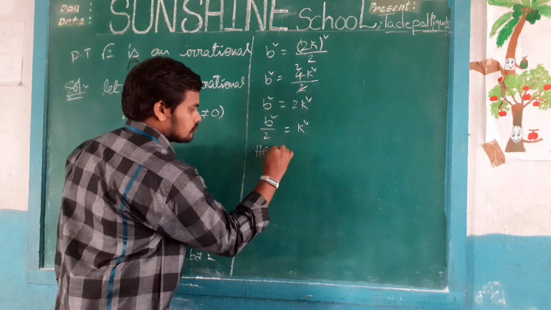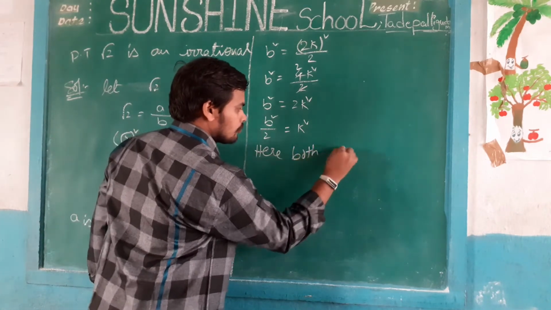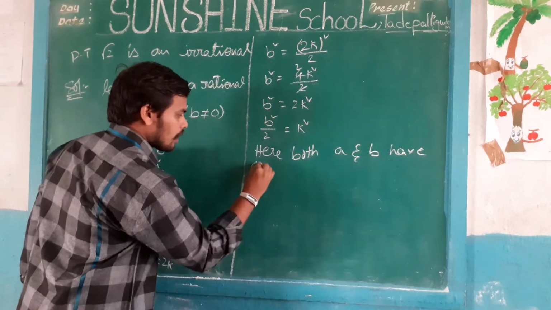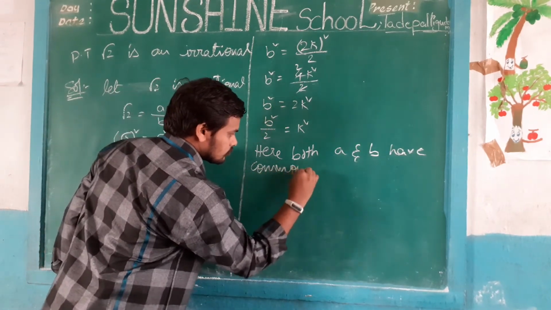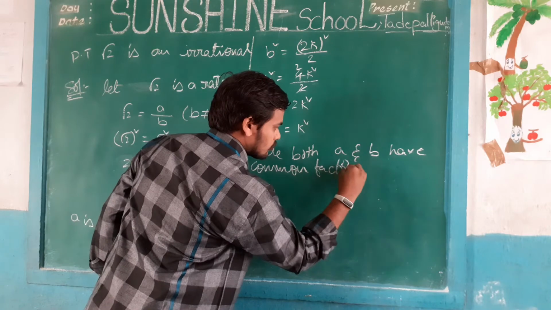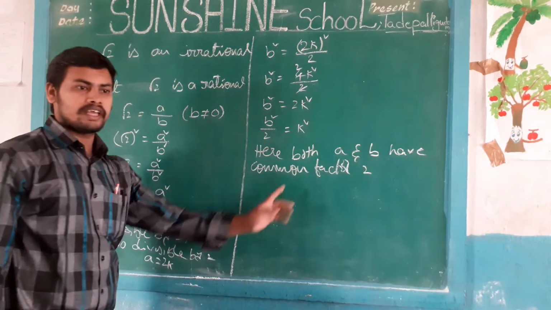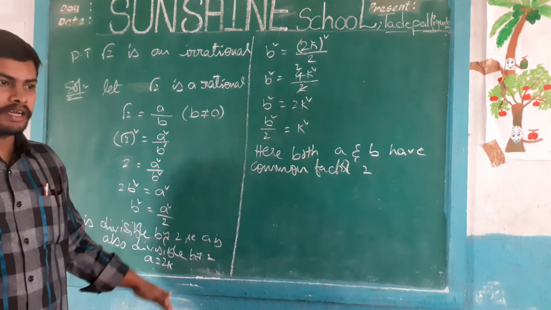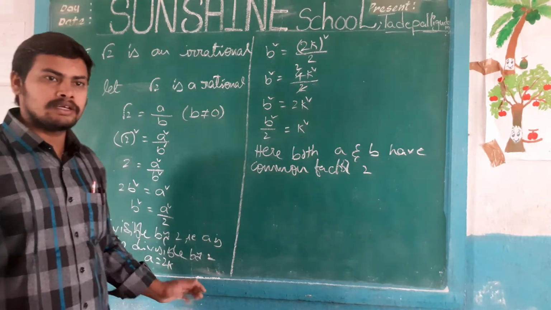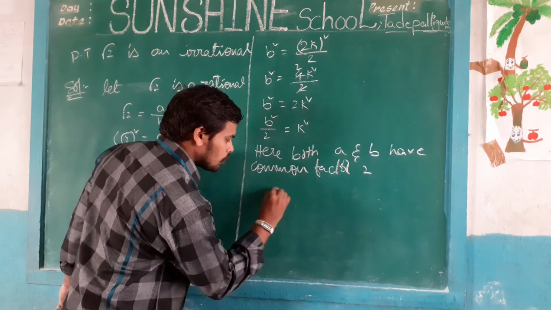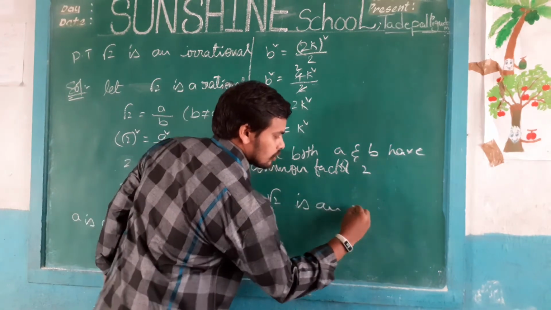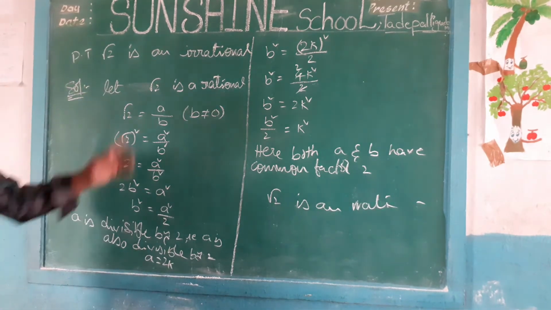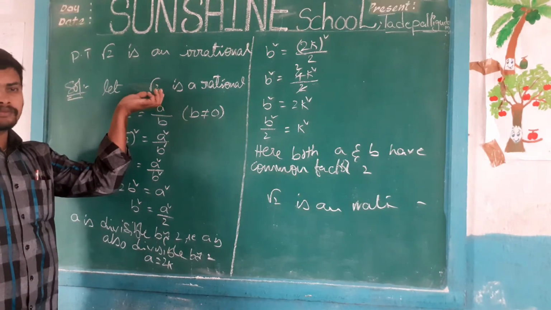Here both a and b have common factor 2. So because of our wrong assumption, the contradiction has been raised. So root 2 is an irrational.